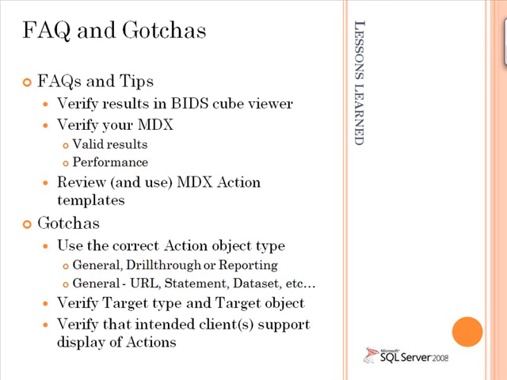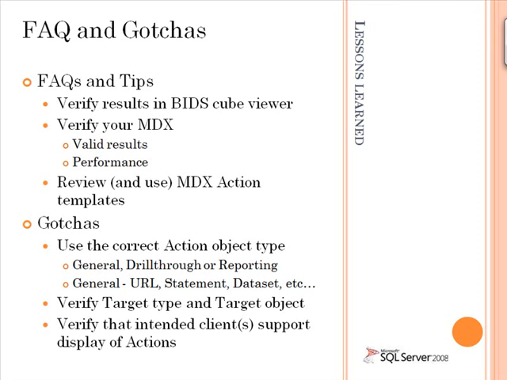The gotchas around this topic include using the correct action object type. There are three different types. There's a general object that has subtypes, a drill-through object, which allows end users to display background or detail information about the particular selected object, and a reporting action that links to a SQL Server Reporting Services instance and a particular report. In terms of the general action objects, you will also then have to select if you want to create a URL, a statement, a dataset, or others. And we'll take a look at this in more detail in the screencast.